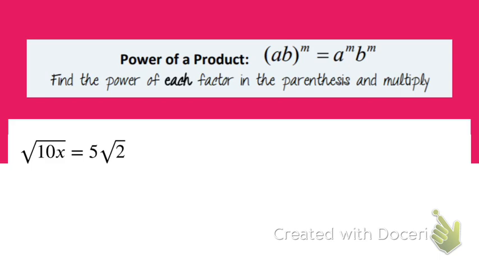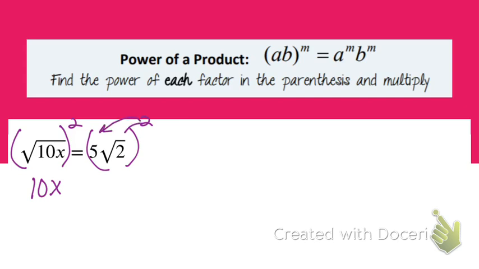Something else we could do now, though, is we could use inverse operations here, and we could square both sides. And you could remember that squaring and square rooting are inverse operations, so they're going to undo each other. So the square and the square root on the left-hand side are going to undo each other, and they're going to leave you with the 10x on the left side.